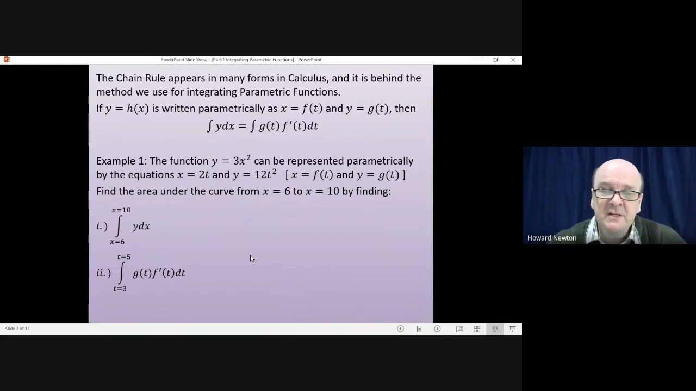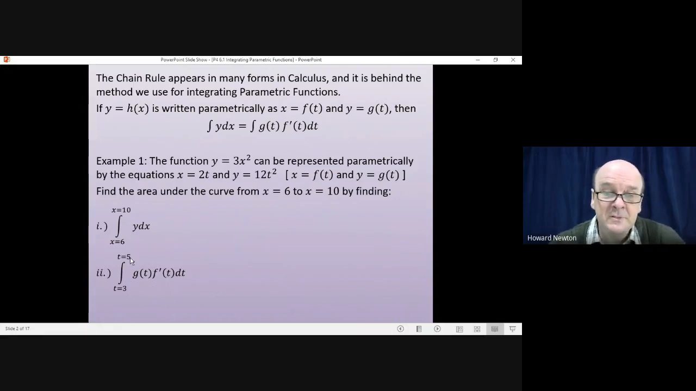The function given in Cartesian form, y equals 3x squared, can be represented parametrically by the equations x equals 2t and y equals 12t squared. And we're asked to find the area under that curve from x equals 6 to x equals 10 by both methods. First of all, just by doing a normal integration using y equals 3x squared, putting in the limits x equals 6 and x equals 10, and then we'll do the same question again, but this time integrating it using the parametric equations and putting in the limits t equals 3 and t equals 5.